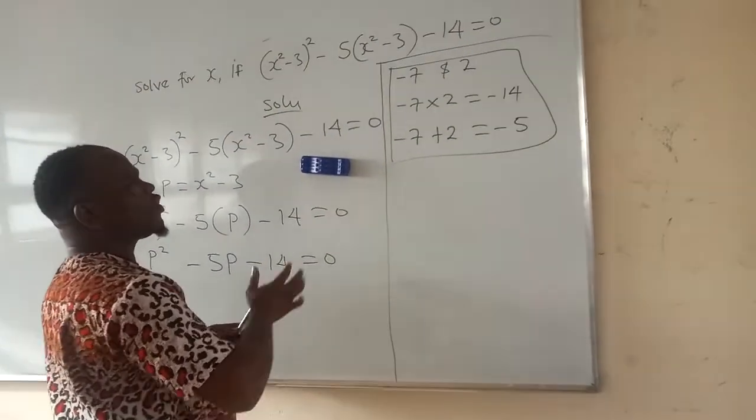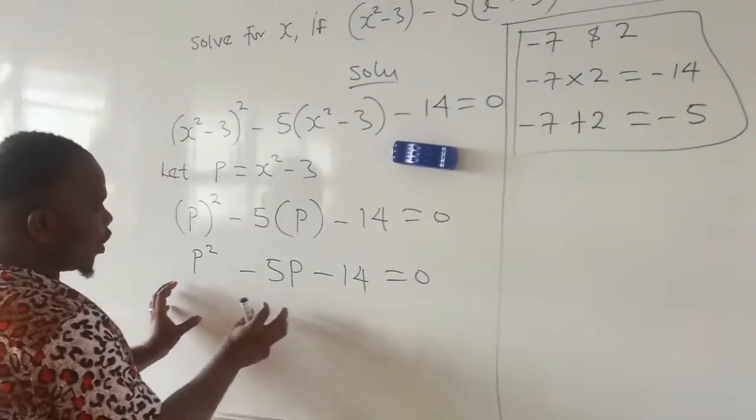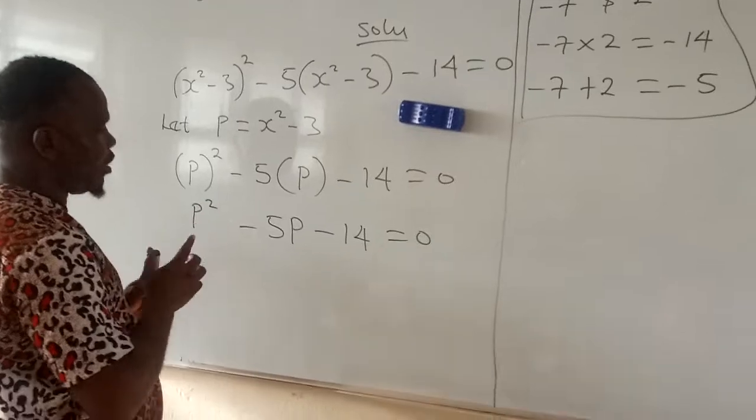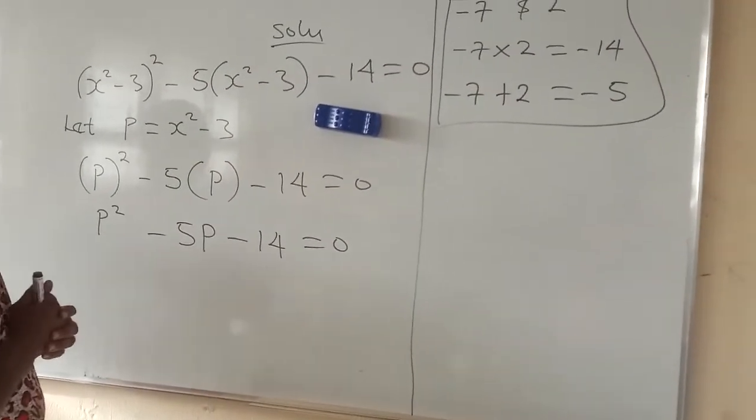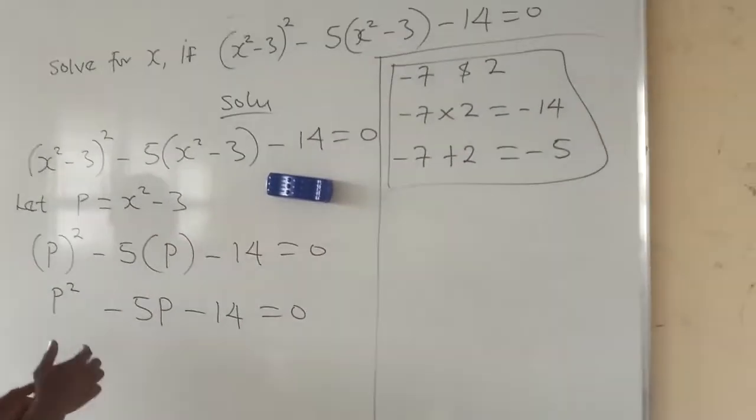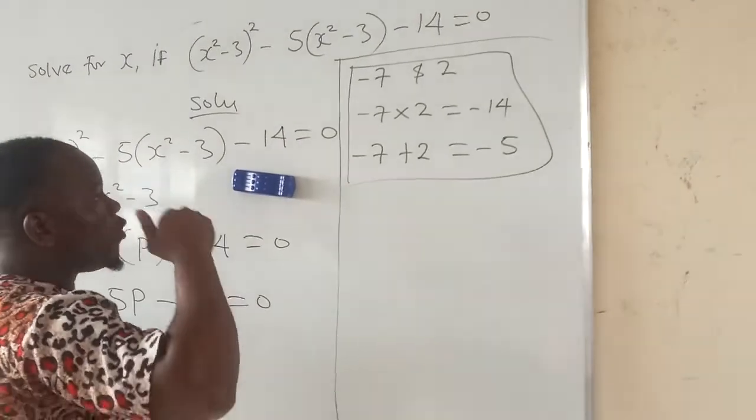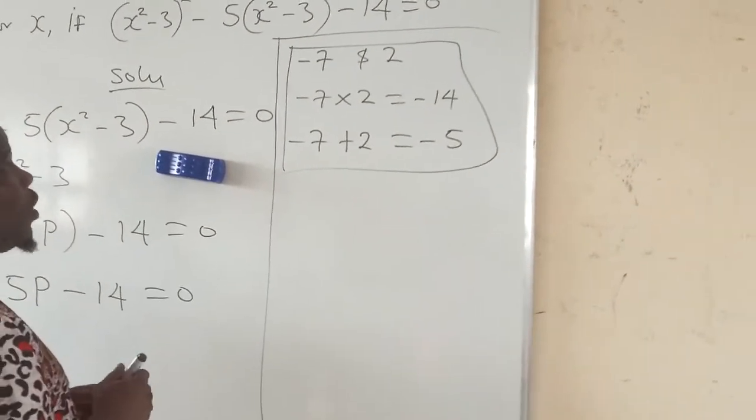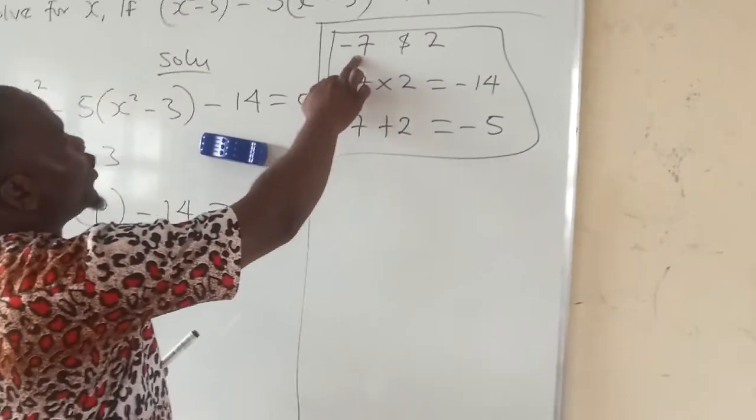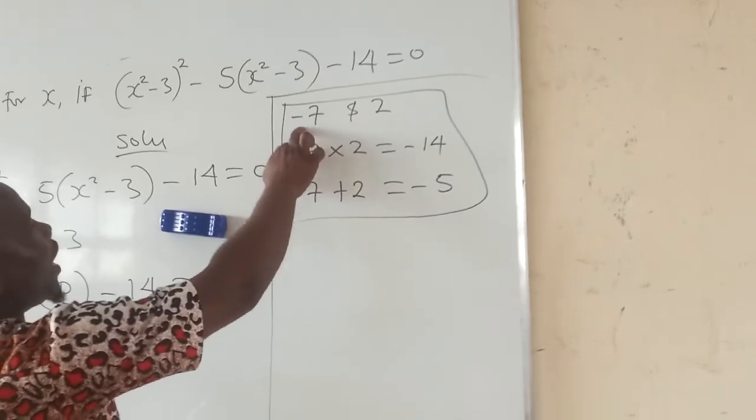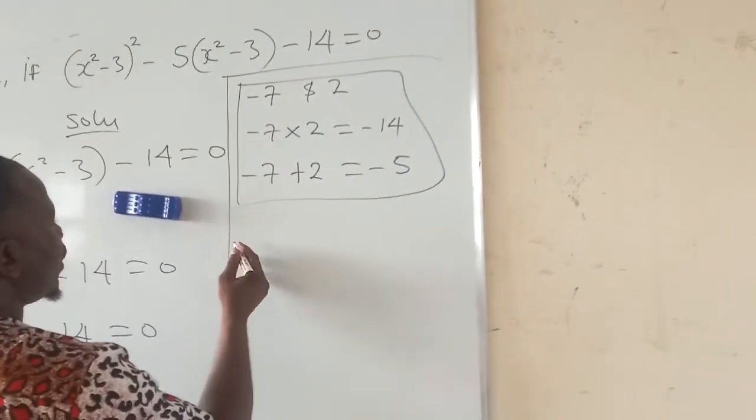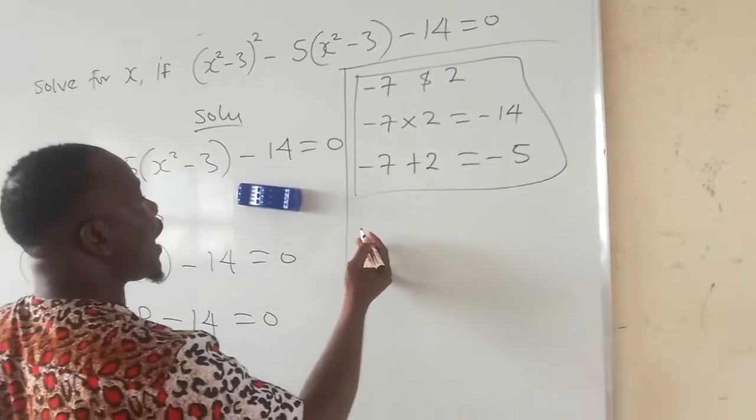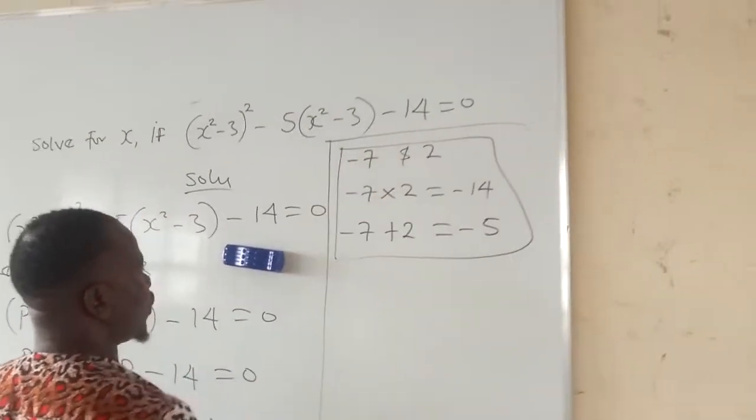Okay. But now, in this quadratic equation, we have a variable. The variable here is what? P. Is that clear? So since it is P, if I were you, because I want you people to understand, since the factors are minus 7 and 2, it means use this variable to multiply these factors.